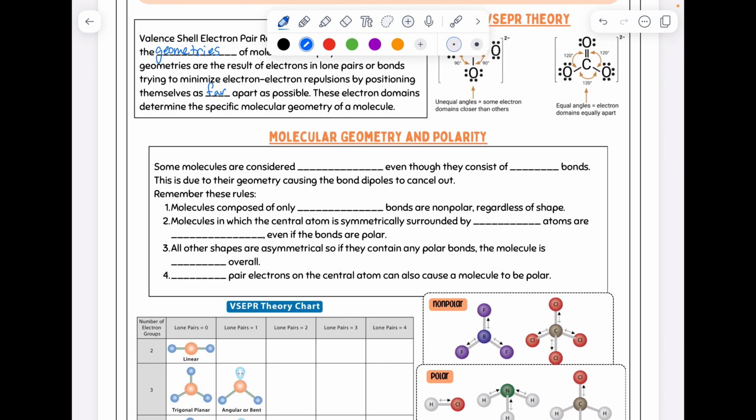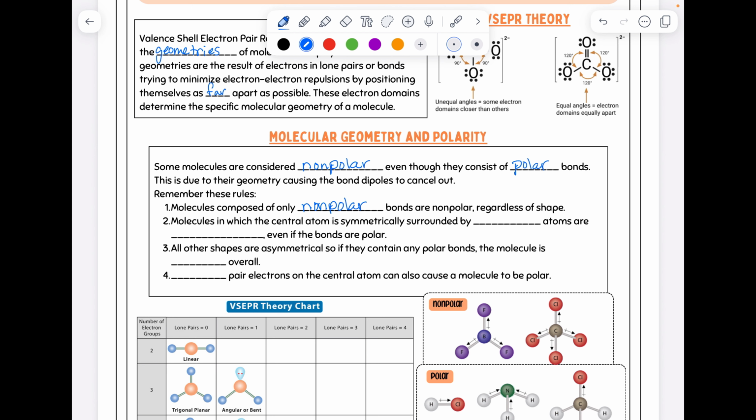So some molecules are considered nonpolar, and again, these are molecules, so we're talking about covalent bonds, which consist of nonmetals. Even though they consist of polar bonds, they can be nonpolar. This is due to their geometry causing the dipoles to cancel each other out. Remember the rules. Molecules composed of only nonpolar bonds are going to be nonpolar, regardless of the shape.